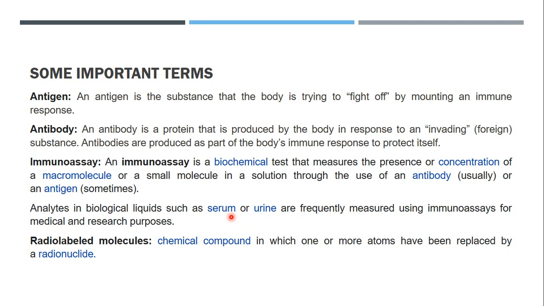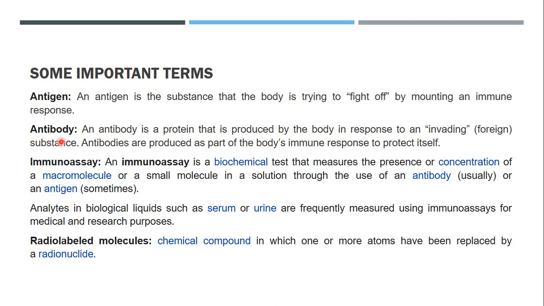Before stating the principle, let us see some of the important terms which we are going to use. First is antigen. We all know that antigen is the substance that the body is trying to fight off by mounting an immune response. The foreign substance which a body tries to fight off, and in doing so the body generates immune responses against that foreign body, is termed as antigen.